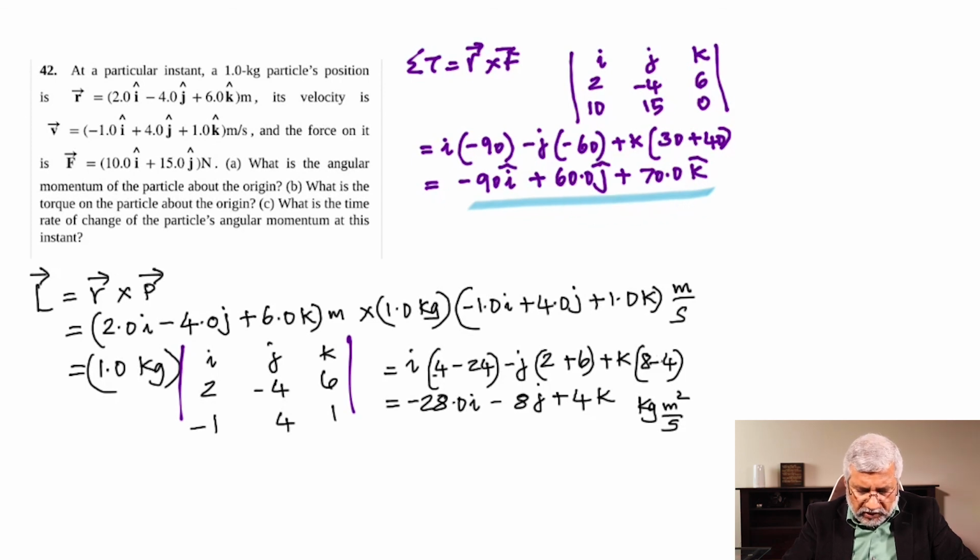And then the C part says, what is the time rate of change of the particle's angular momentum at this instant? What is that? Time rate of change of the angular momentum. So that is dL by dt. What is dL by dt? It is the torque. These are the questions on the review.